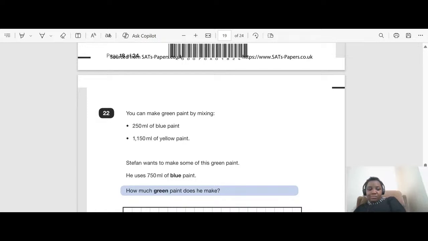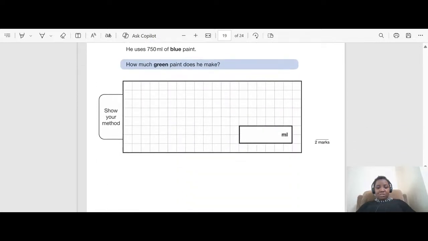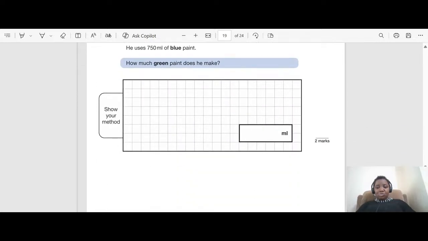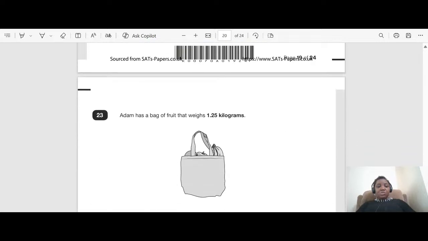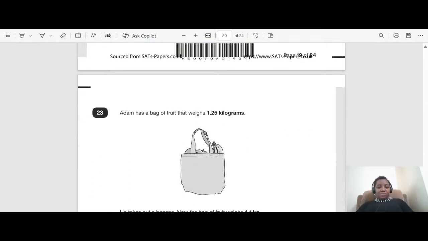3450. So that is the quantity of the yellow paint. Now let's add the blue paint that he is using, which is 750, to it. So that's 4200 ml. That's the total amount of green paint that he is going to make. So you also have that space there to show your workings. Let's go on to question number 23.